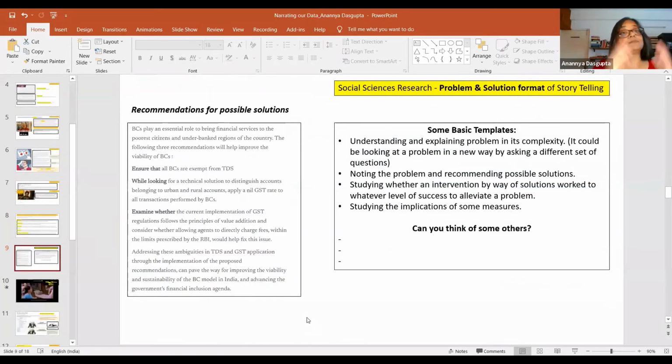Okay, so then the last portion is recommendations. We have been promised that, and there is a bunch of recommendations. Ensure that all BCs are exempt while looking for technical solution, examine whether. So it's not even sort of an open and shut recommendation. It's like, okay, this needs to be done, but we still need to continue to study.